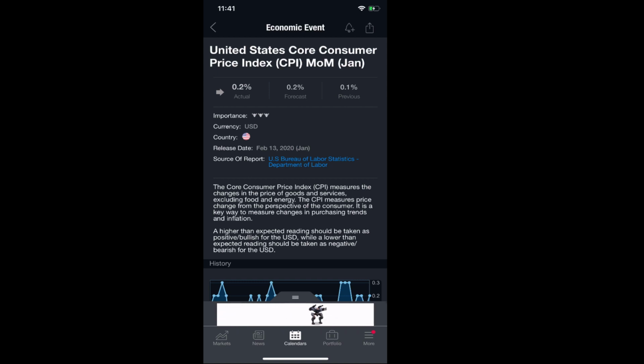But now, what usually happens before the news event is actually released, right? You'll have your forecast and your actual. So your actual won't have anything, it'll be blank. So like we're saying here, higher than expected reading should be taken as positive. So only if the actual now becomes higher than the forecast, that's when you can look to buy the US dollar, right? And if the actual becomes lower than the forecast, then you know that's negative for the US dollar. So you can start looking to sell USD based pairs, right?